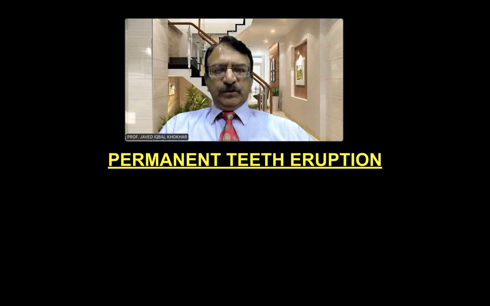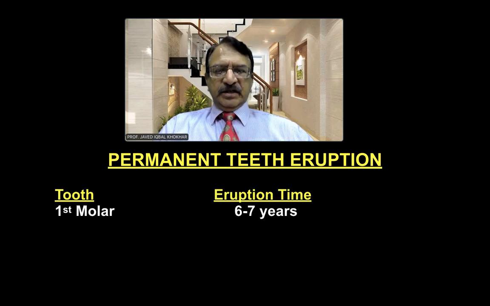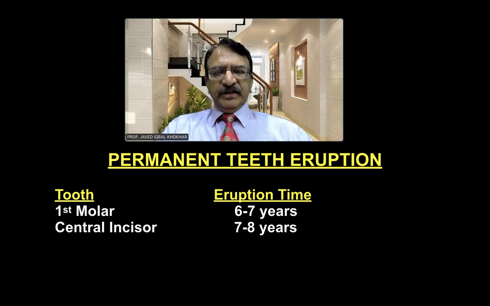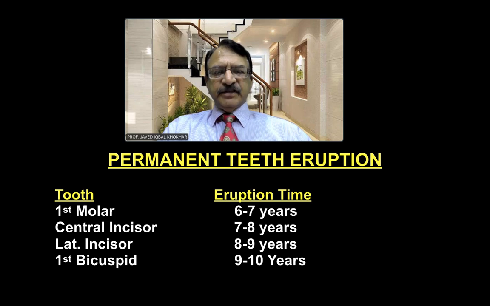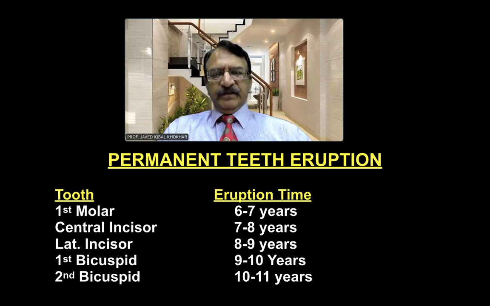The permanent teeth eruption, it is as first molar is the first tooth to come first at the age of 6 to 7 years, then central incisor 7 to 8 years, then lateral incisor 8 to 9 years, first bicuspid, that is first premolar 9 to 10 years, second bicuspid or second premolar by the age of 10 to 11 years. So the bicuspid, they are called as premolars.